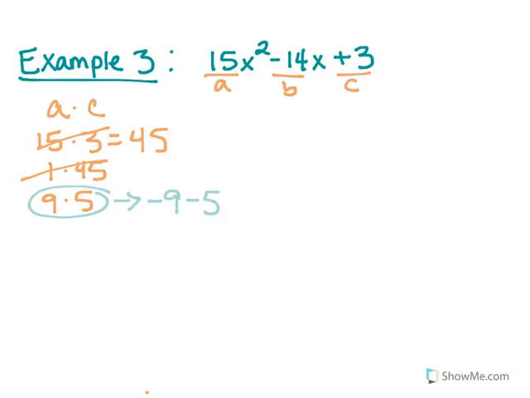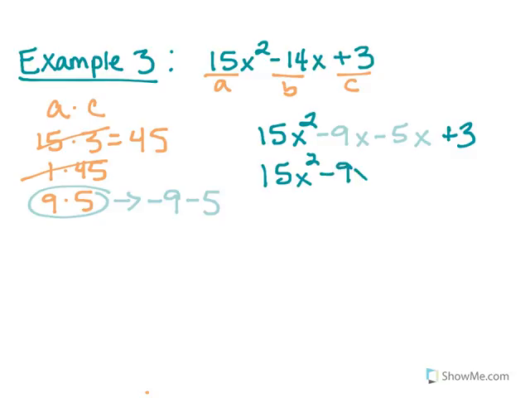So I'm going to bring down my A term, 15x squared, and plus 3 out at the end. I'm going to rewrite negative 14x as negative 9x minus 5x. And now we're going to rewrite and group. So here is my first group. I'm going to write my plus sign, and then I'm going to write negative 5x plus 3.